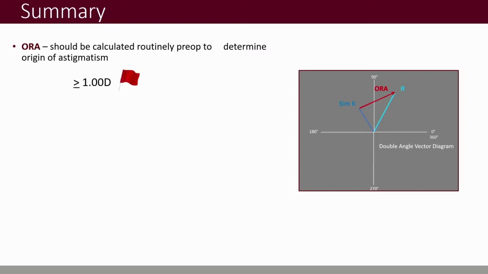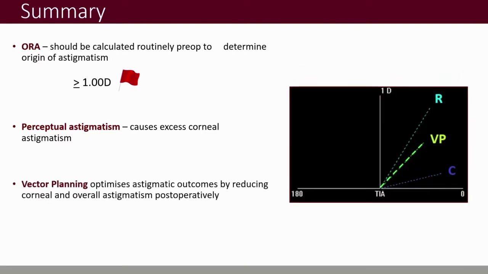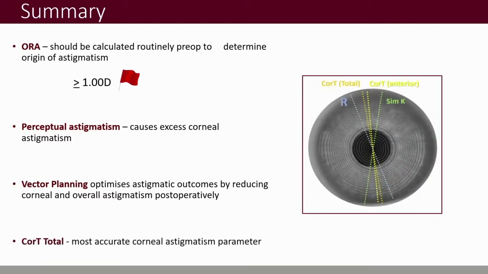So in summary, ORA is an important component, and it's a red flag when it's more than one diopter. Perceptual astigmatism causes excess corneal astigmatism. It also causes sometimes refractive surprises, which may need a rotation of an implant, or certainly not necessarily to the steep meridian. Vector planning optimizes the astigmatic outcomes by reducing that corneal and the overall astigmatism. Core T total is the most accurate corneal astigmatism parameter, and as it says in the paper in Cornea, is a benchmark measure of corneal astigmatism. Thank you.